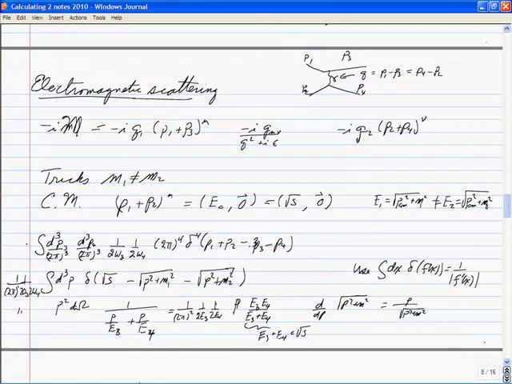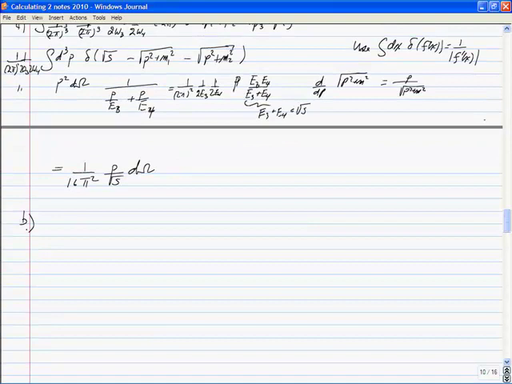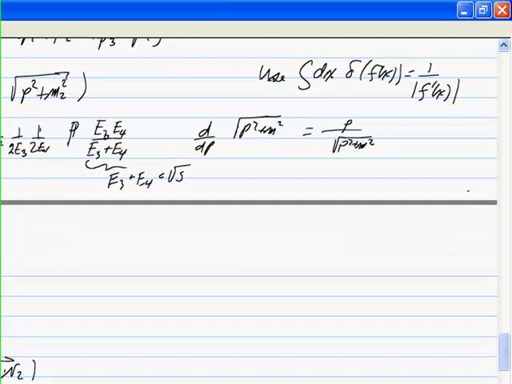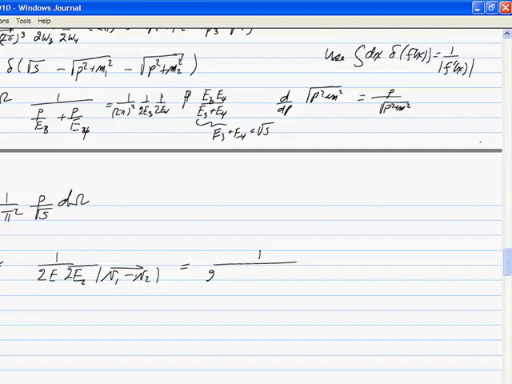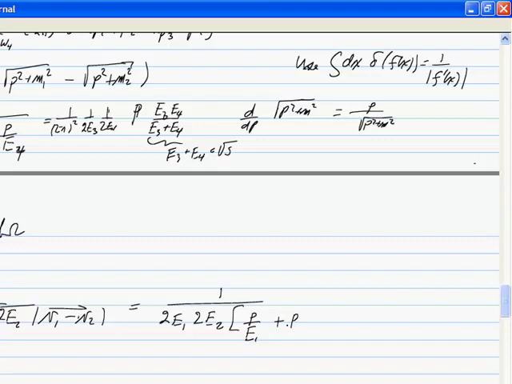The other thing I have to do that's different here is the phase space. I mean, it's the flux factor. It's 1 over 2E1, 2E2, times (V1 minus V2). That also has to be changed now because V1 and V2 are no longer the same. So that's 1 over 2E1, 2E2, times (P over E1 plus P over E2).